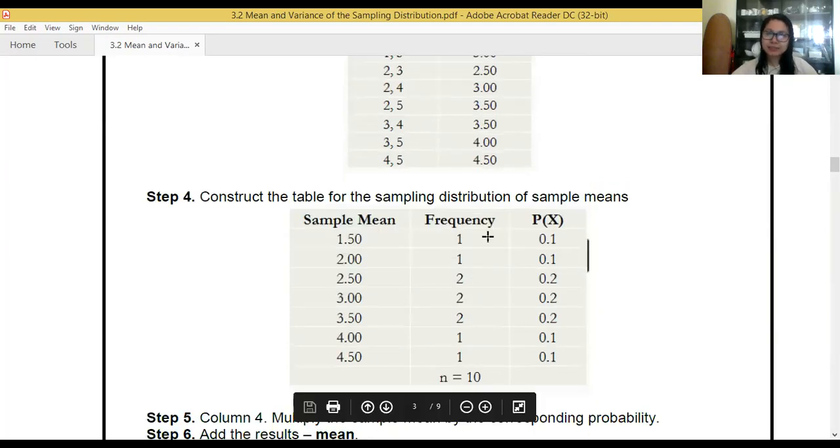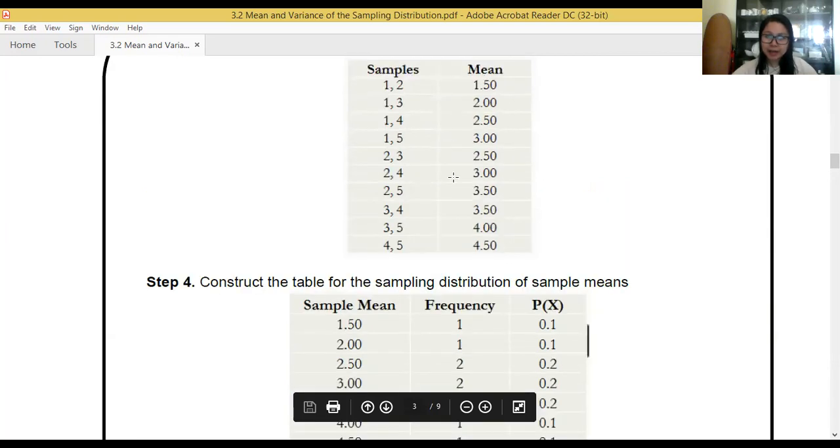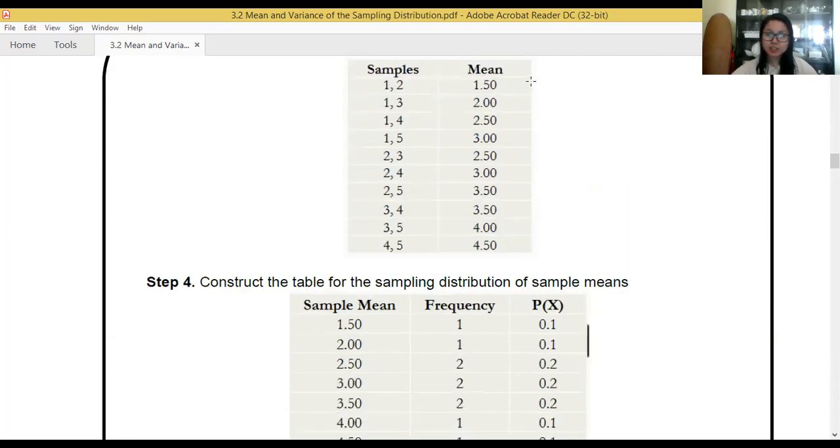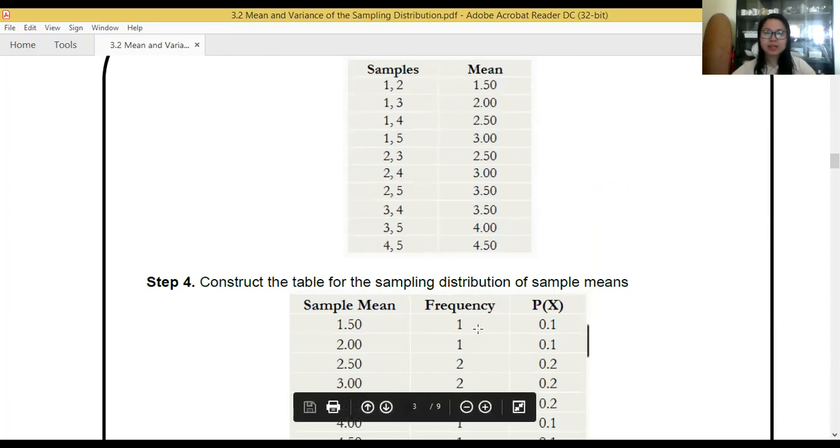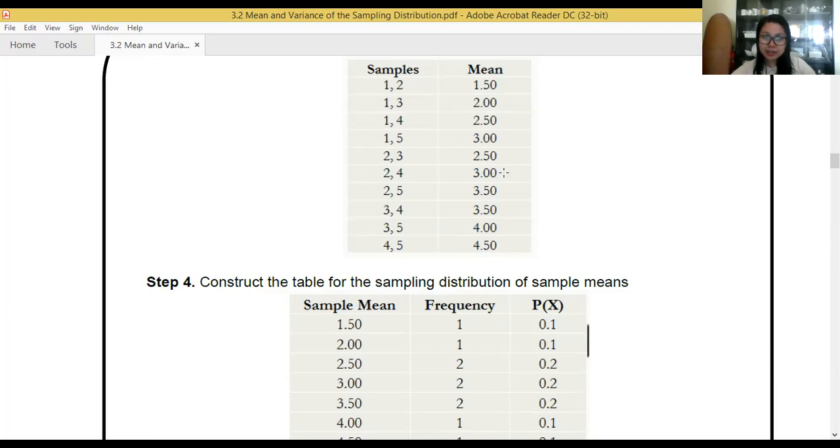Next, let's have the frequency. Example, how many times did you see 1.5 in the mean? Just once. So the frequency is 1. How many times did you see 2.5? You have 1 and 2, so twice. So you write 2 in the frequency. How many times did you see 3? They're here. 3, 1, and 2. So twice. So the frequency is 2.